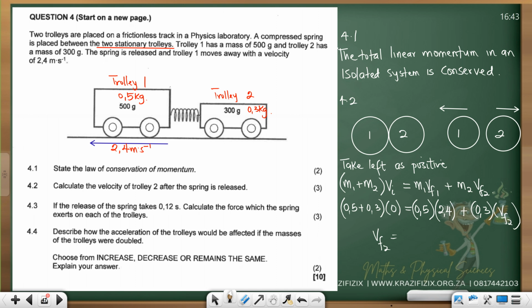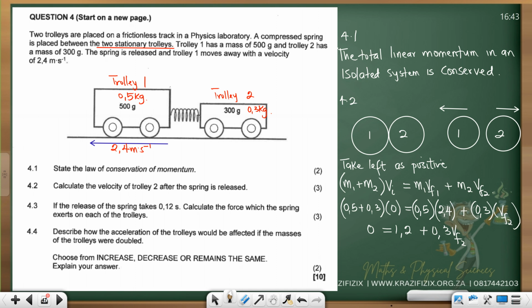Okay, let's walk through. Guys, are you still on holiday or what? Brains are still fogging. 0.5 plus 0.3, 0.8 times 0. This would give us a 0. All right? 0.5 times 2.4. 0.5 is half. So half of 2.4 is 1.2. Guys, how are you getting 1.5? How is that possible? Are you adding these two together?